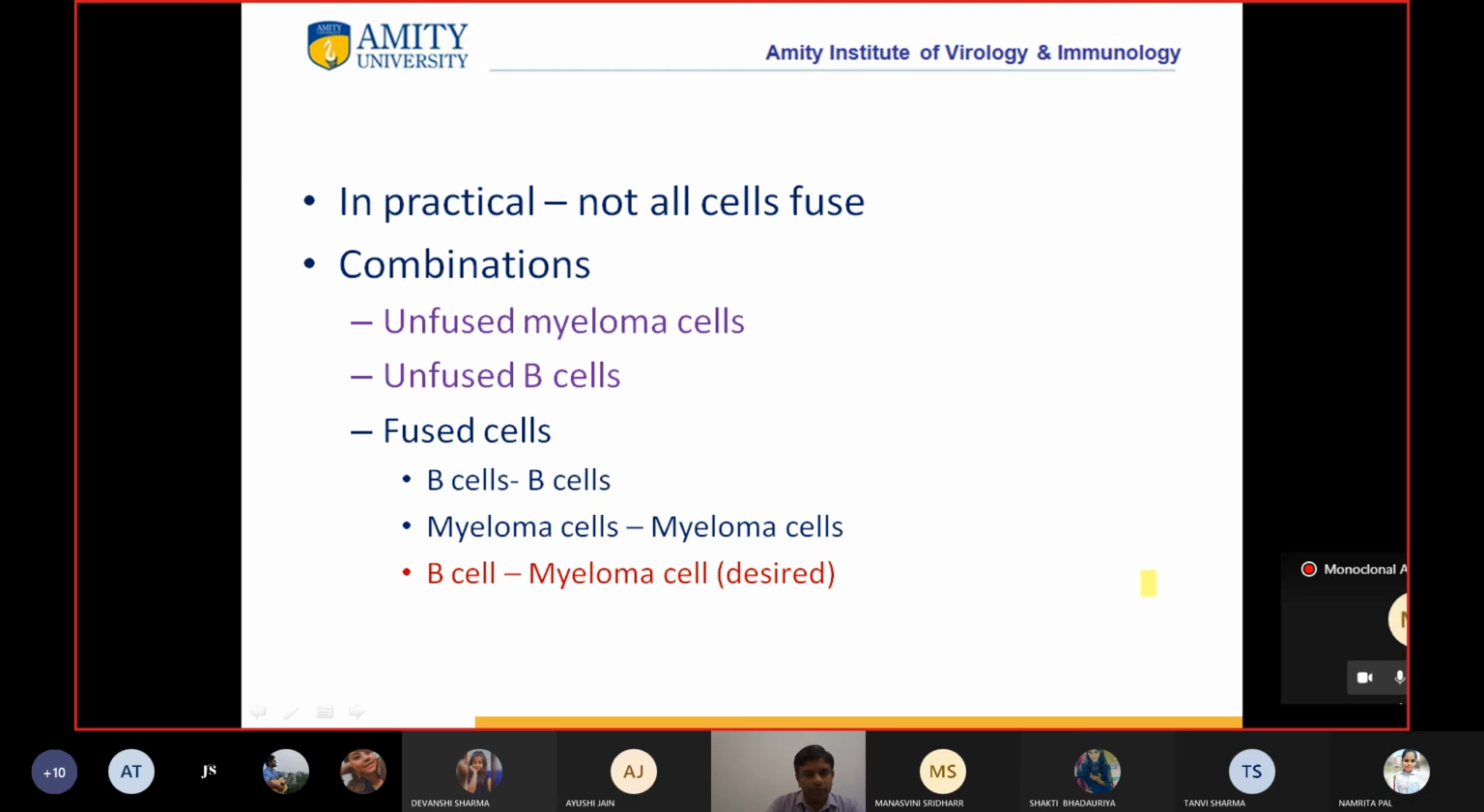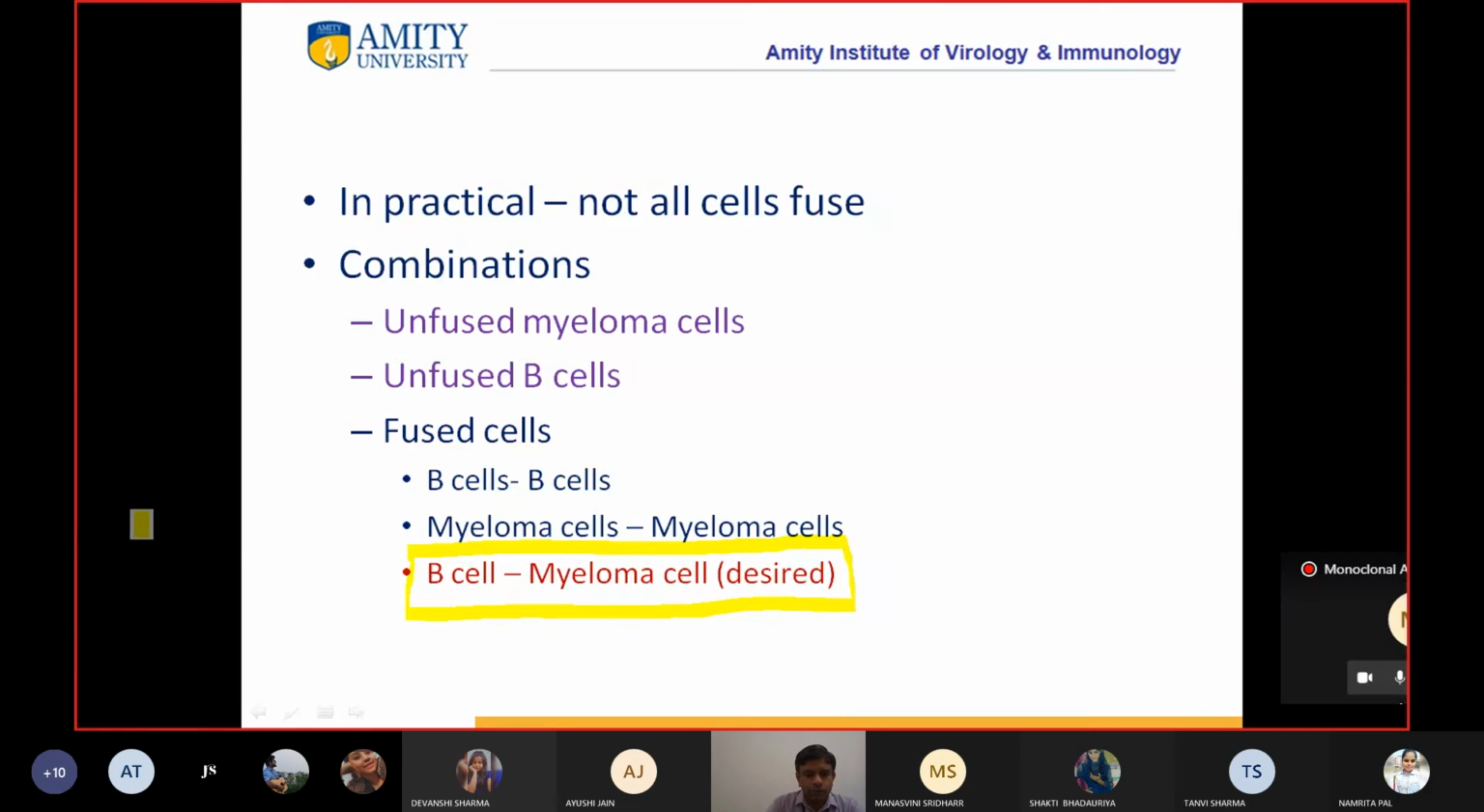Now when we actually do this, the problem is that you get unfused myeloma cells, you get unfused B cells, you get combinations of fused cells, like B cells fusing with each other and myeloma cells fusing with each other, and obviously there will be one combination of B cell and myeloma cell, which is what we actually need.